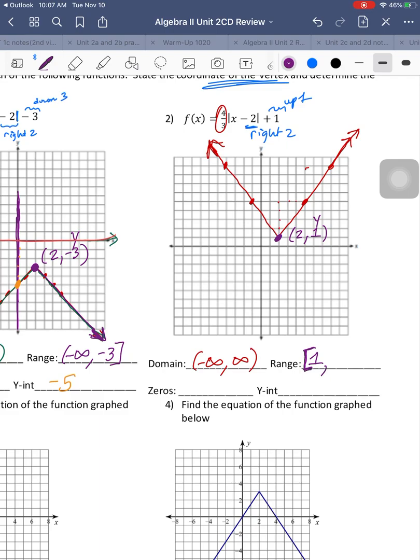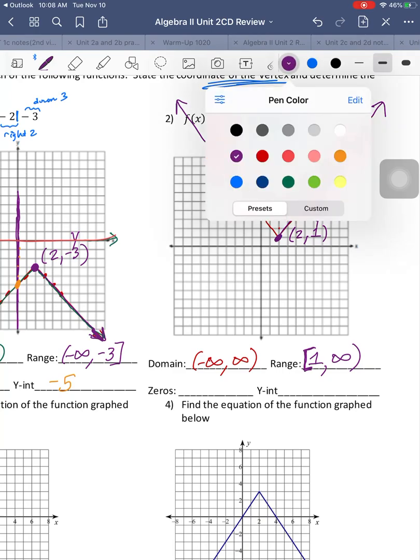And then how high will the graph go? What's the highest y value? Well, both the right end and the left end are going to continue up forever to infinity. Zeros, where does it cross the x-axis?